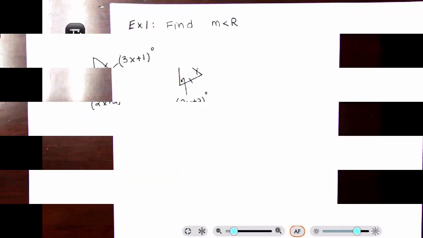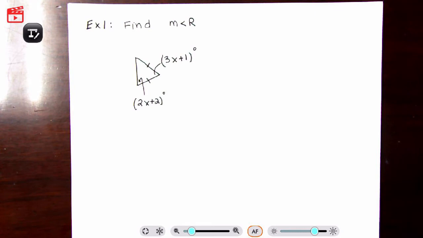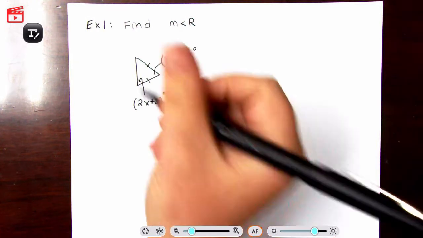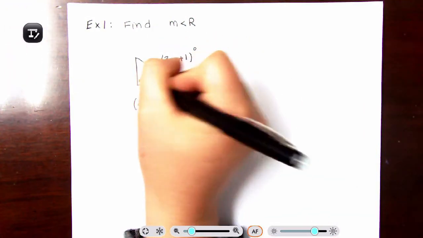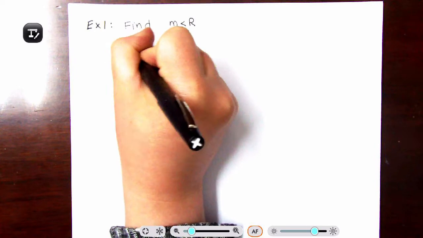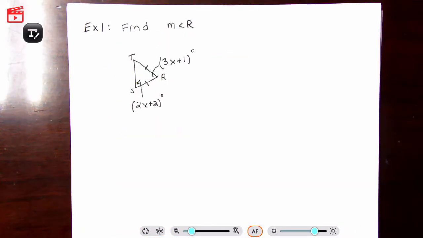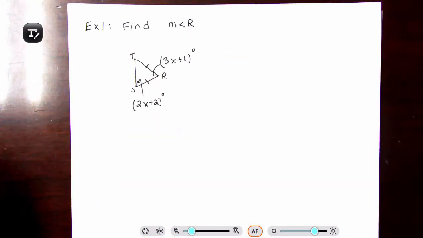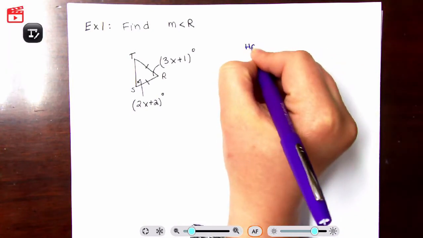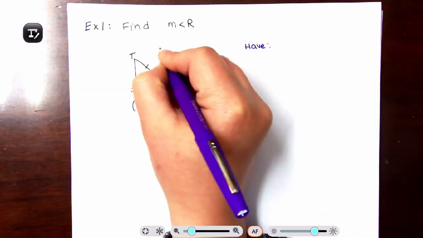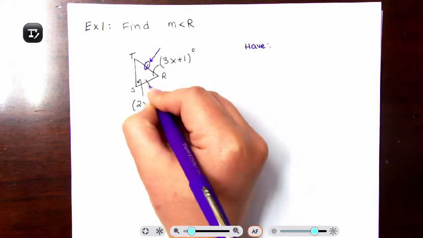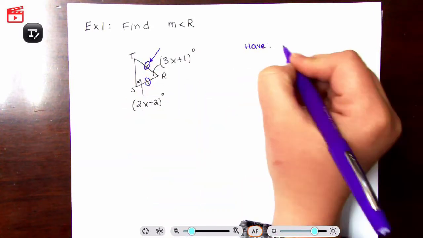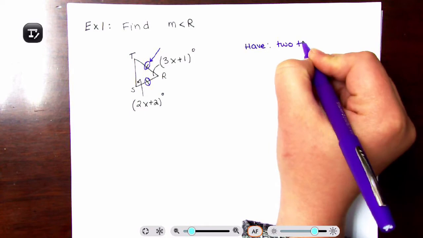Starting with example 1, this one's asking us to find the measure of angle R. So we don't know which one's R, so let's go ahead and label R. Let's do this one R, let's do this one S, and this one T. So let's work with what we have and what we know to determine what we need. So what do we have? We have this tick mark here and this tick mark here. So we have two tick marks.